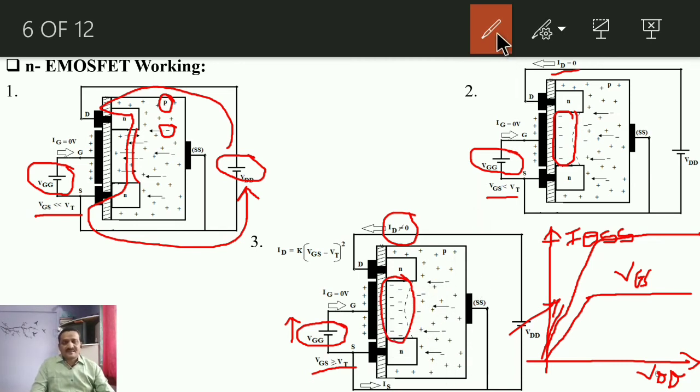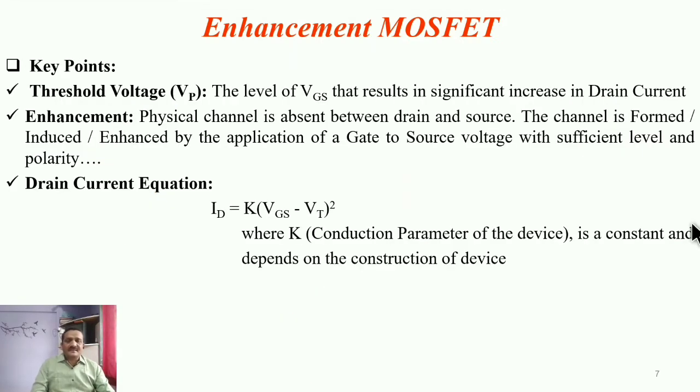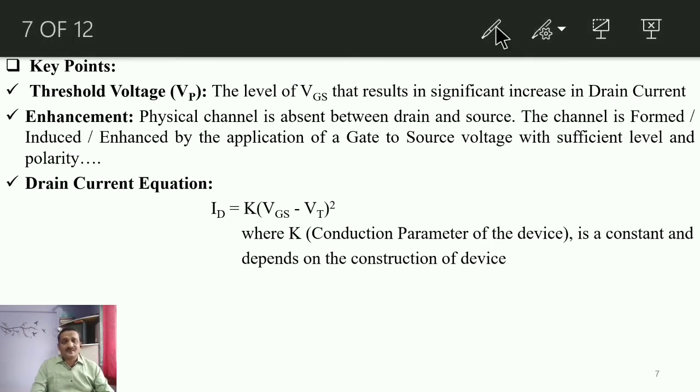The same things we discussed are mentioned in the characteristic that we will see later on. But remember the key point: threshold voltage is the level of VGS that results in a significant increase in drain current, that means non-zero. Then why is the name given as enhancement? Because a physical channel is absent between drain and source. The channel is to be formed, induced, or enhanced by the application of gate to source voltage with sufficient level and polarity. This term polarity is also important.